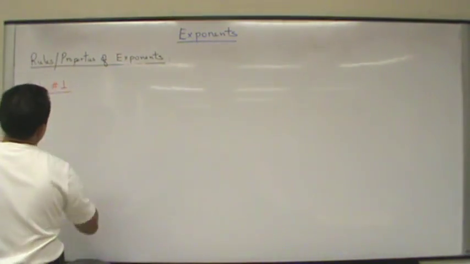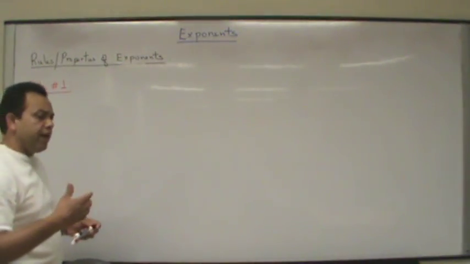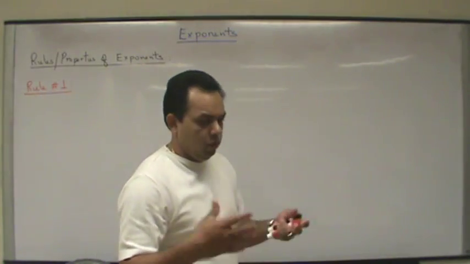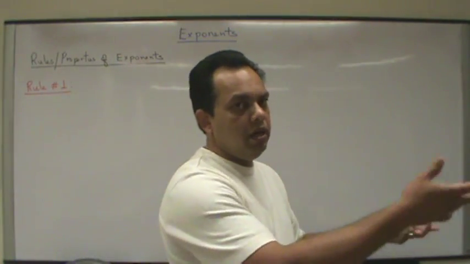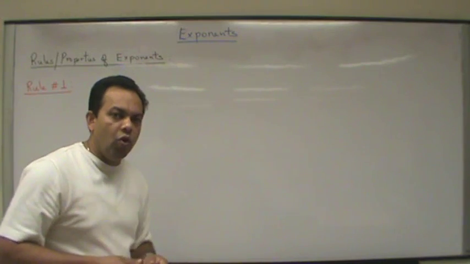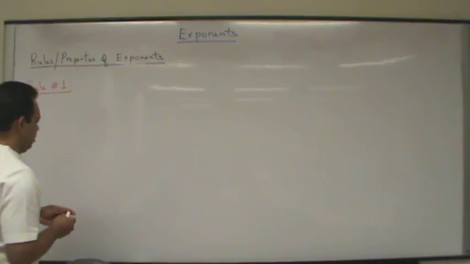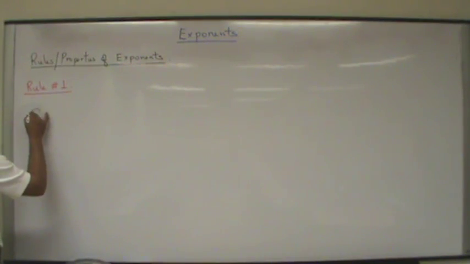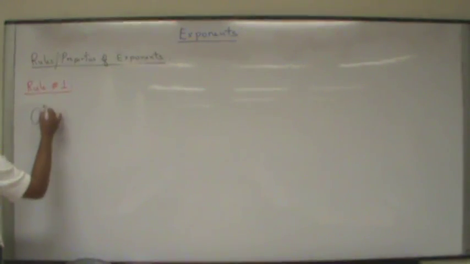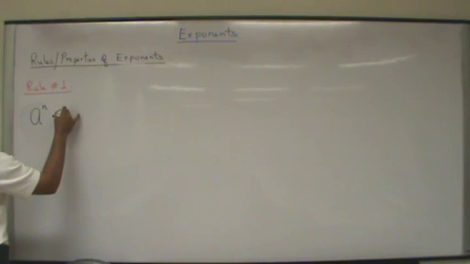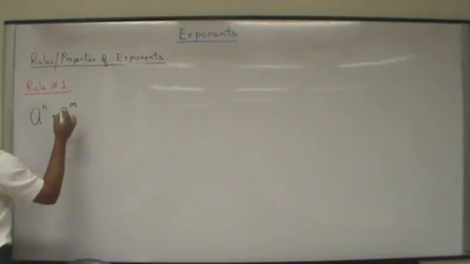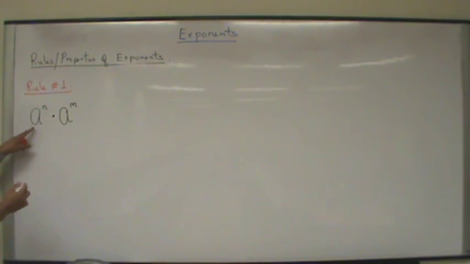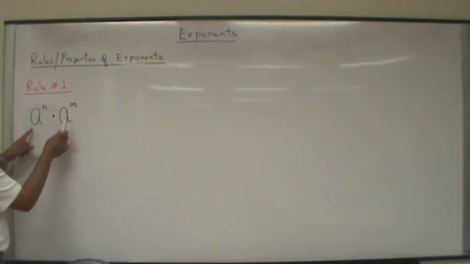So the first rule I would look at, and the rules that I will write don't have any specific order. What I'm calling rule 1 could be rule number 3 or rule number 4 in different books. The first rule I would look at is, how about when we have a to the n times a to the m power. Now if you notice here, the bases are the same. The base here is a, the base here is a.